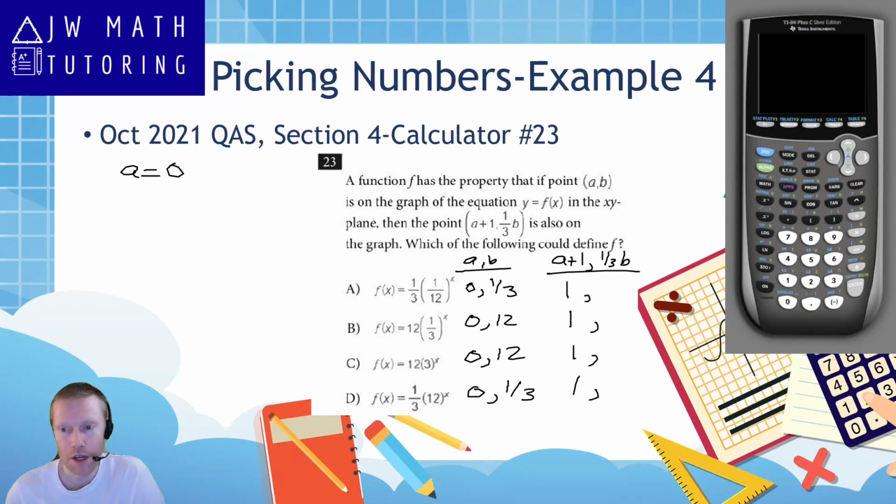Okay, so now I'm just going to take the b values from the original point and multiply them by 1/3. So this 1/3 here times 1/3 is 1/9. 12 times 1/3 is 4. 12 times 1/3 is 4. And 1/3 times 1/3 is 1/9. So again, all I did is take my original a that I picked and add 1 to it, and then I took what the output was based on that a, or my b, and multiplied it by 1/3.